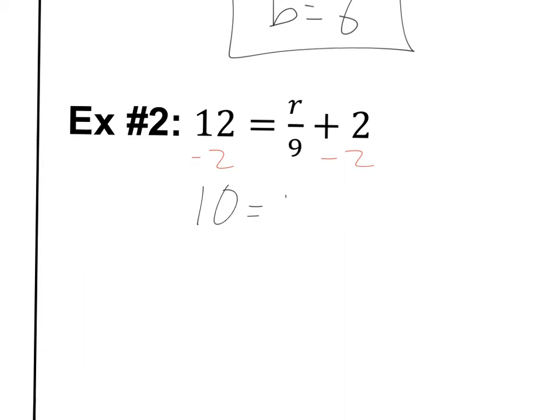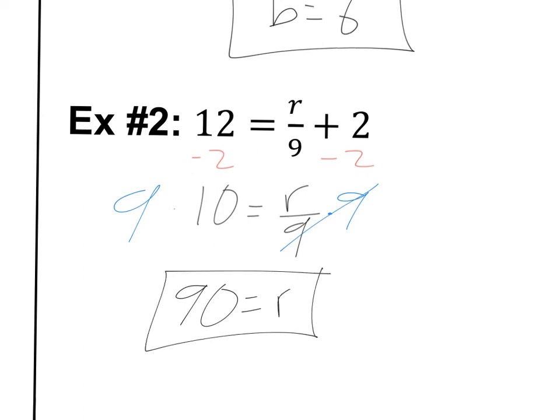That gives us 10 equals r over 9. Now this gets confusing for some students, but there's no need to. It's really simple. Think about what's happening here. This is like saying r divided by 9. The opposite of dividing is multiplying. So we're just simply going to multiply both sides by 9. The 9's cancel out. 9 times 10 is 90. And so you have that r is 90. All there is to it.